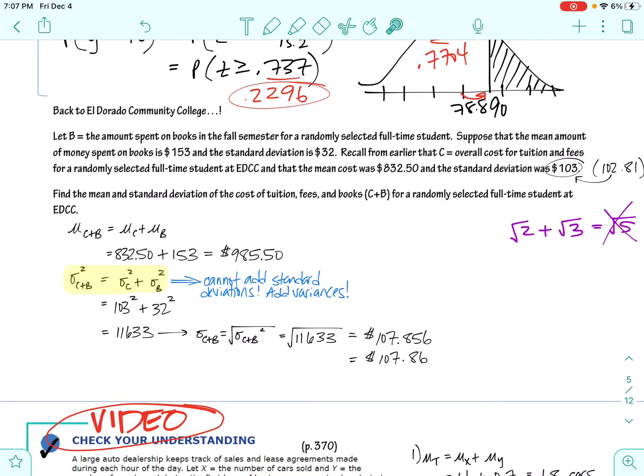So big, important thing, asterisk, star it, do something, make yourself a note. I will never forget. The shame still haunts me. I added standard deviations on my final exam at DePaul to get my master's degree in math. And you're not allowed to do that, guys. You got to add the variances together.